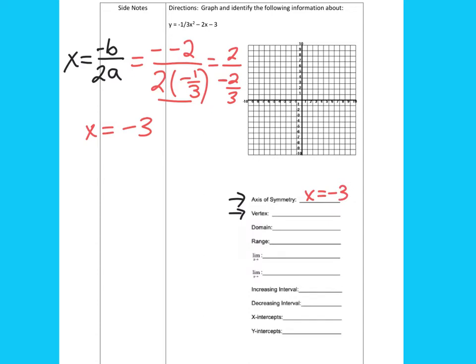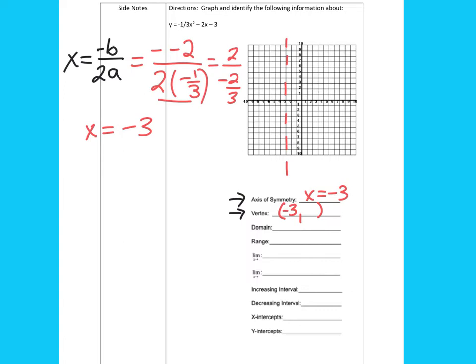And I can go ahead and plot that dashed line just so I know, hey, this is the line my quadratic's going to go through. Okay? Vertex. I don't know the whole vertex, but I know part of it. And what part do I know? The -3, and that's going to be the x. So I know it's going to be on that line.